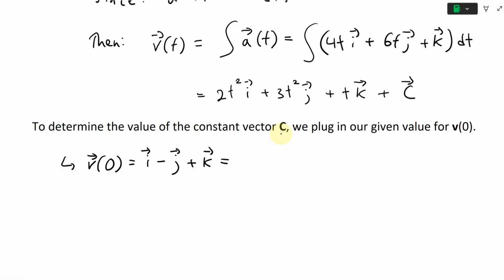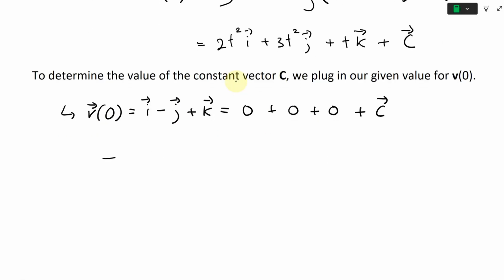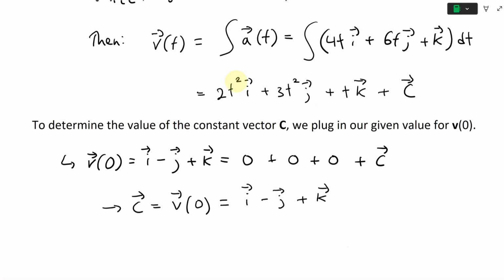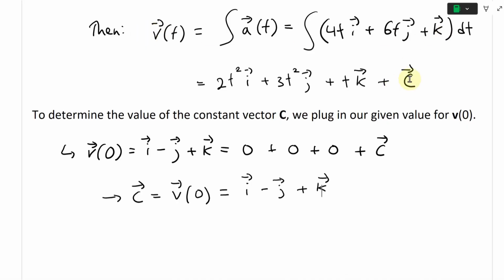And then this is going to be a 0. So let's put a 0 like that, plus there's another 0, plus another 0. So yeah, plus c. In other words, c, the vector constant of integration, is equal to just the initial velocity, v of 0, and this just equals i negative j plus k, like that.